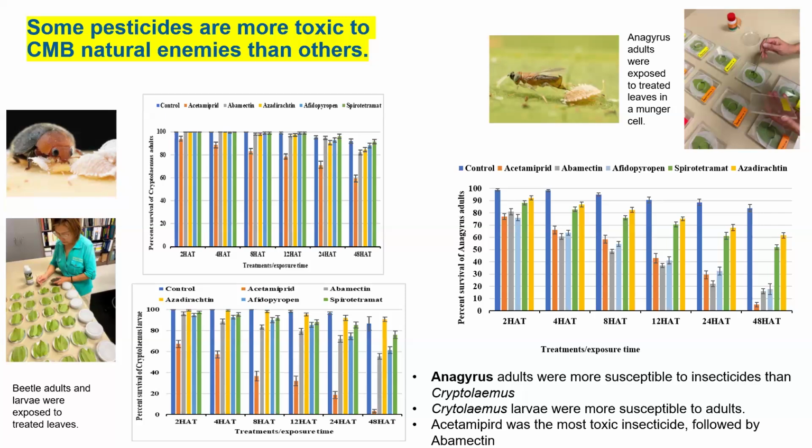We are following up this year and in the next seasons with a residual study to see, how long after you have sprayed a field with insecticides, it's okay to release natural enemies. But from this, you can get an idea that acetamiprid is relatively more toxic to Anagyrus adults compared to azadirachtin or spirotetramat.